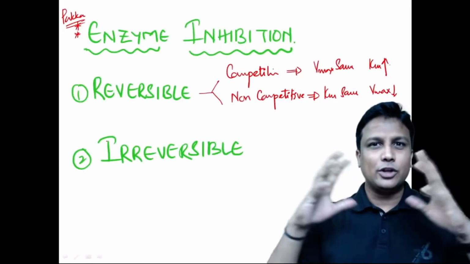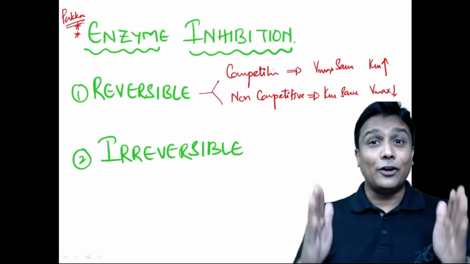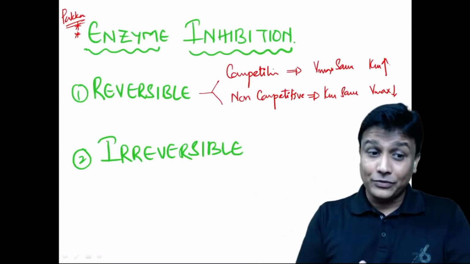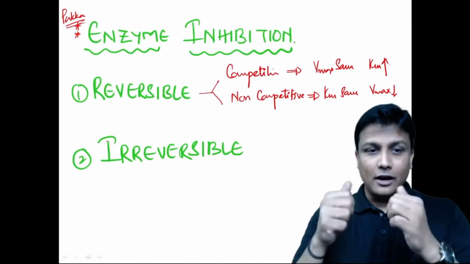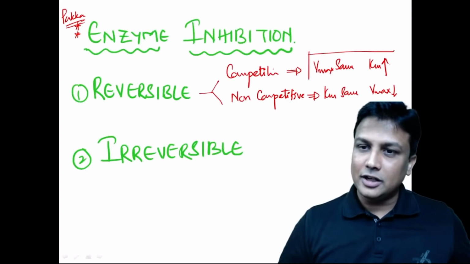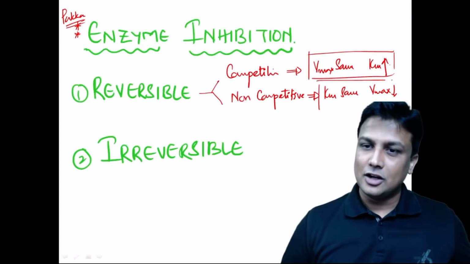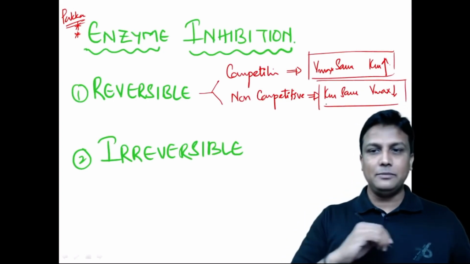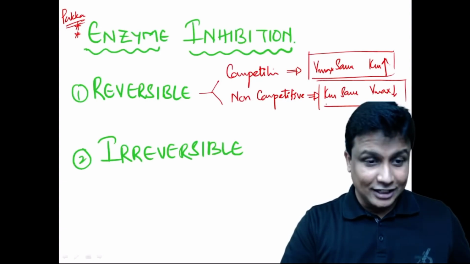You don't have to worry about all those big graphs and everything for your MCI exam right now. Okay, it's very high time. Rapid revision. Remember this much, that will be enough. So in competitive inhibition, Vmax same, Km increases. Non-competitive inhibition, Km same, and the Vmax will actually decrease.